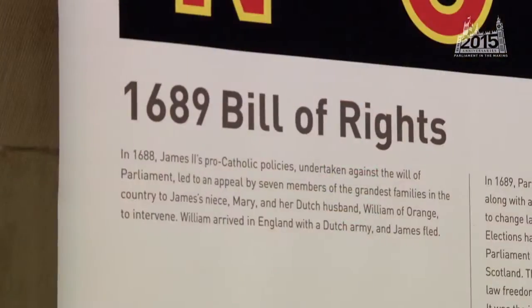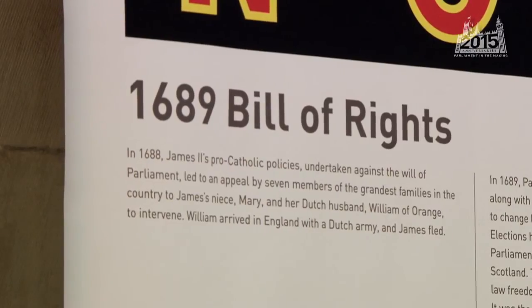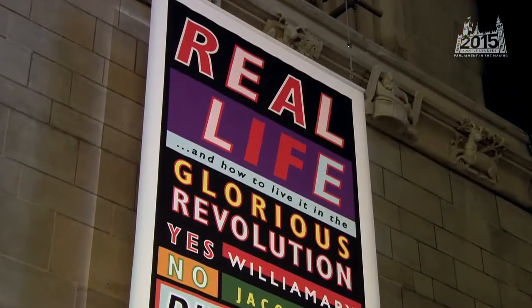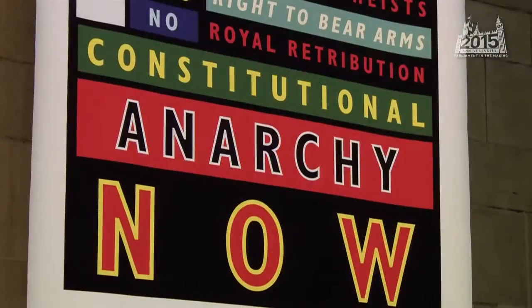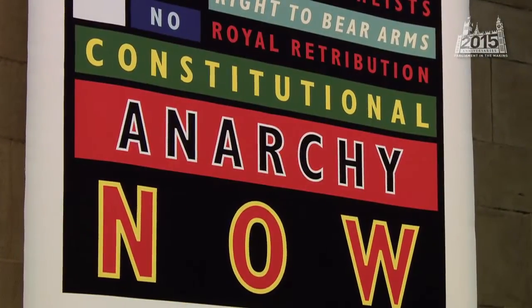So for me, looking back at the Bill of Rights and the Glorious Revolution has a really specific link to the political and constitutional situation at the moment. I think the one thing in this banner I'd like them to reflect on is the part at the bottom where it says constitutional anarchy now.